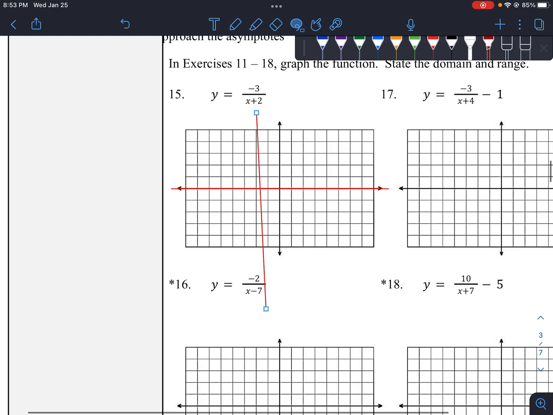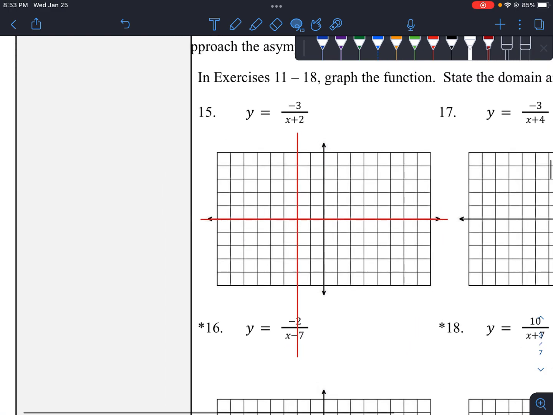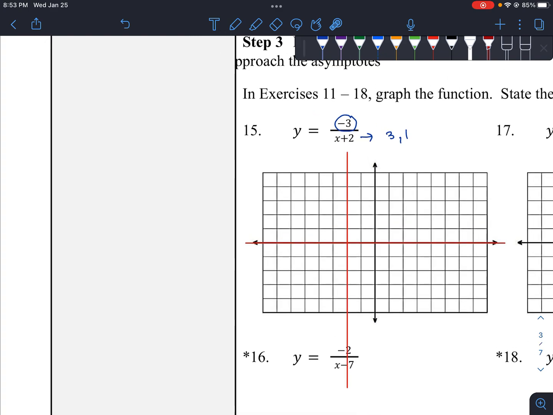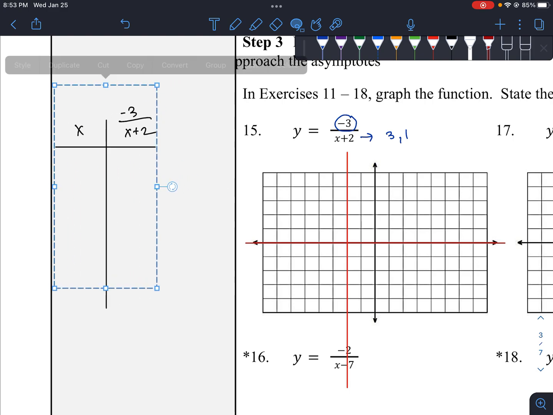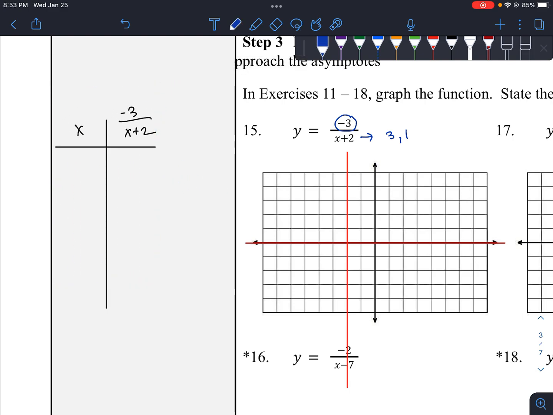All right. Whoops. Okay. And with that being said, there are different ways you can think about this. You can plug in numbers. Since the numerator is 3, you want the denominator to be either 3 or 1. So you have to think about numbers of x that would give you 3 and 1. So, for example, let's say I make a table of x, and then I have negative 3 over x plus 2. I'm actually going to give myself more room. Move this over here. So 1 would be a good number to plug in.